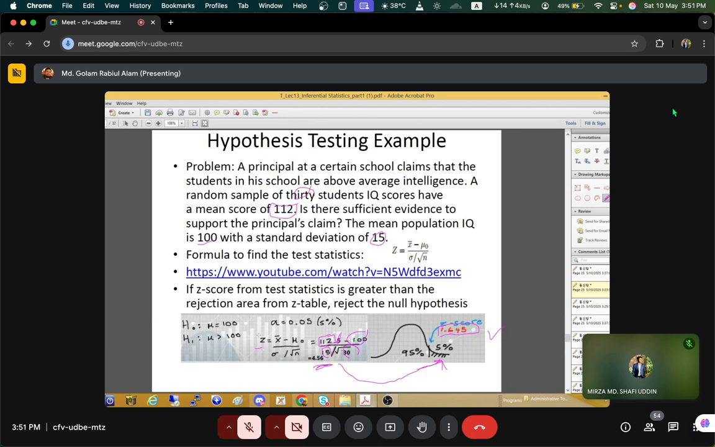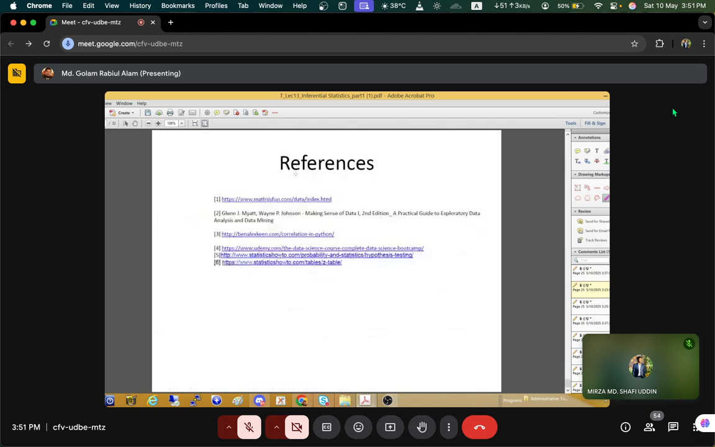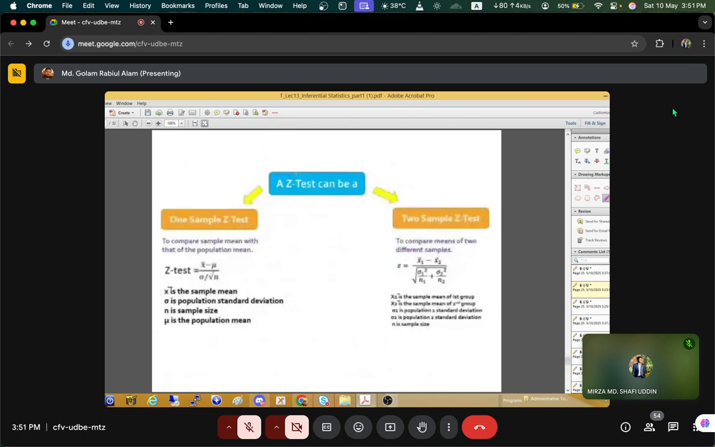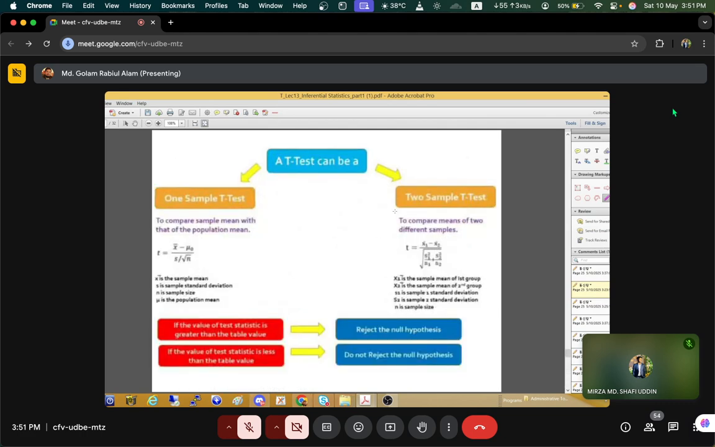The principal's claim is that his or her students are above average intelligent. That is true. So this is our non-parametric test. And now I think we can discuss one non-parametric test.